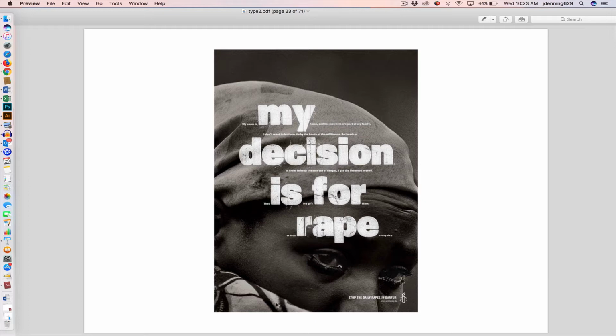But when you get in and read the little text here, which I'll read to you because I don't know if you can see it, it says, "My camp is my home, and the men here are part of my family. I don't want to let them die by the hands of the militia. But I made a decision in order to keep the men out of danger. I get the firewood myself. That is my gift for them, to face rape every day."